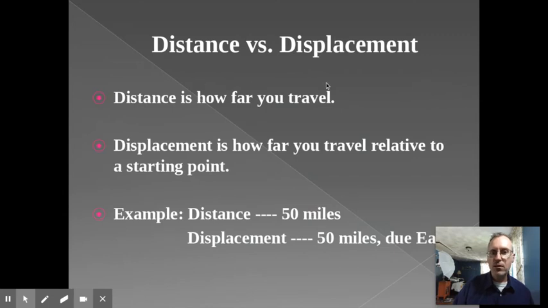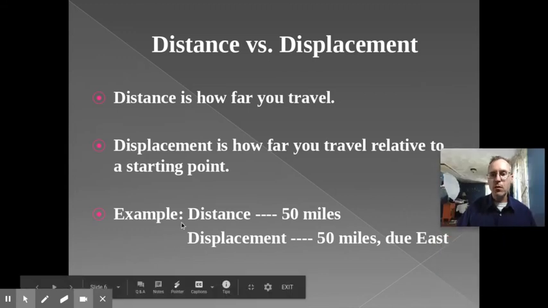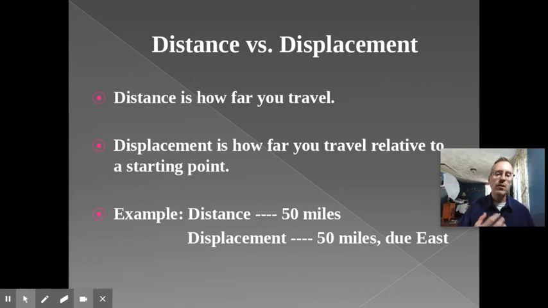All right, here we go, distance versus displacement. I kind of already explained this. Distance is basically just how far you go, and your displacement is how far you go relative to a start point. So it has a direction to it. So for example, an example of a distance would be 50 miles. An example of a displacement would be 50 miles due east.